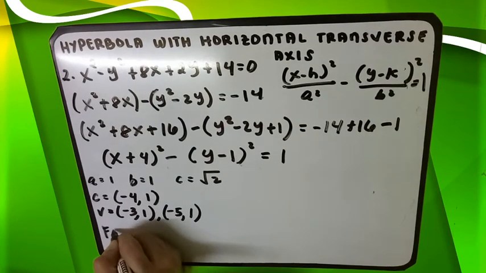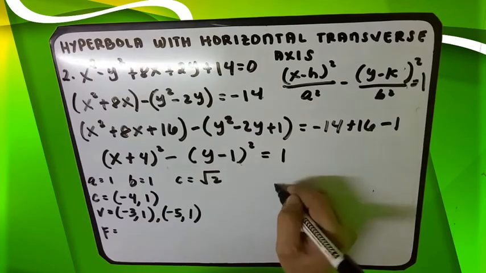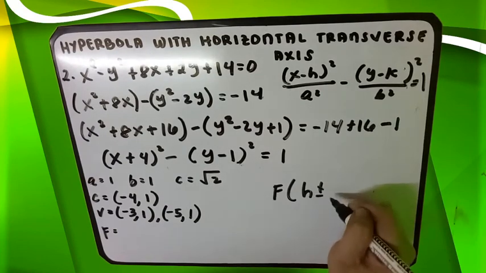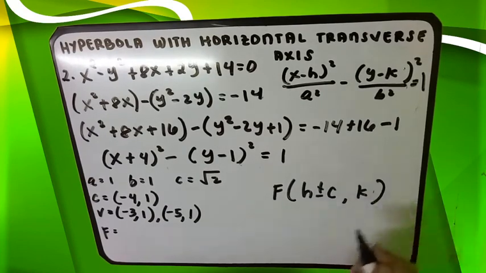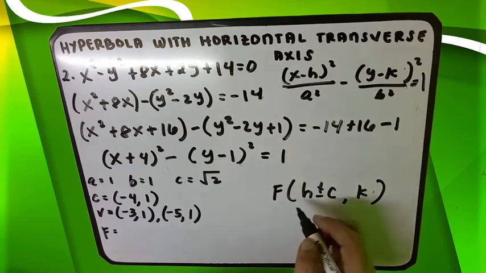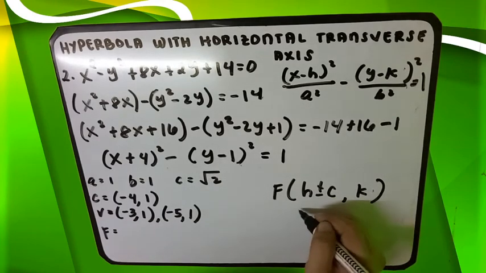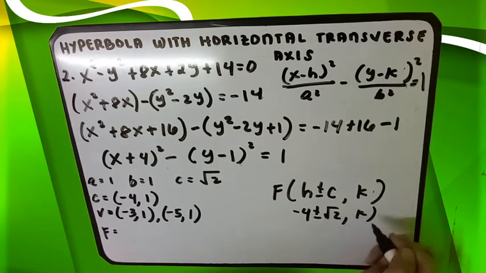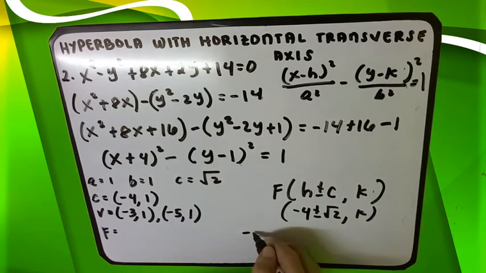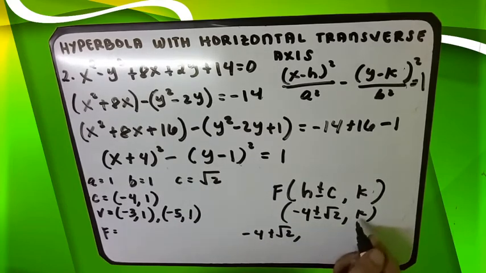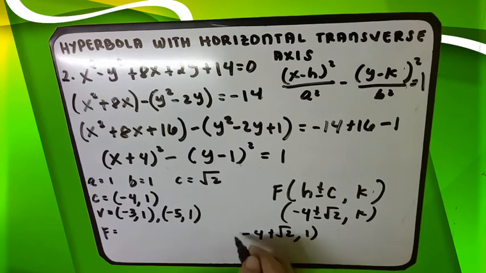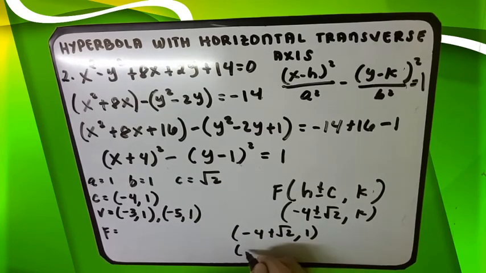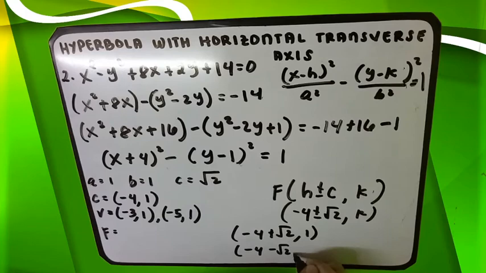For foci, that is h plus or minus c, and then k. So ang h natin ay negative 4 plus or minus c, which is square root of 2, k. Paghiwalay natin, negative 4 plus square root of 2. Ang k natin is 1.